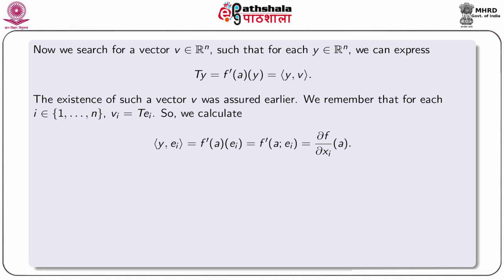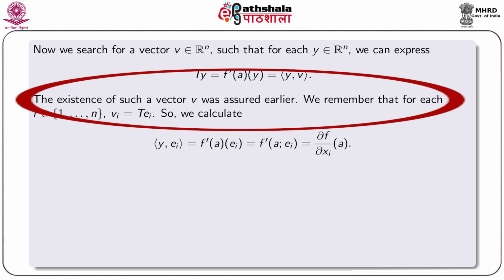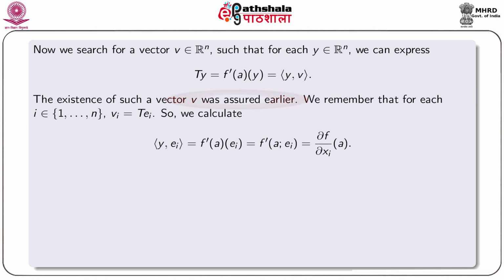Now, T is the linear transformation. So, we search for a vector v in R^n such that for every y in R^n, we can express T y as the inner product ⟨y, v⟩, that is f'(a) y equals ⟨y, v⟩. The existence of such a vector v has already been given by us. We remember that for each i running from 1 to n, v_i is T e_i.